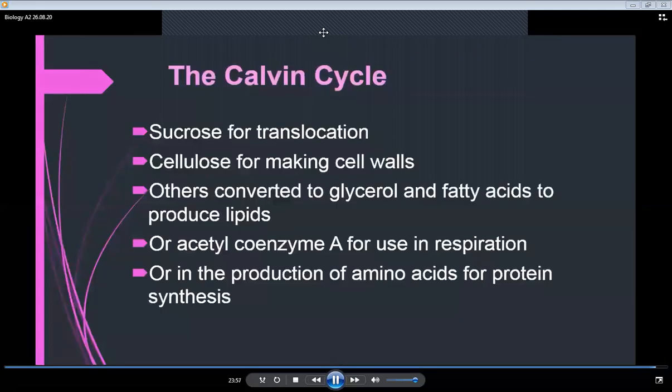So this was all about the Calvin cycle. In our next lesson, we will be talking about the structure and the function of the chloroplast, then the various factors which are going to affect the process of photosynthesis, right?